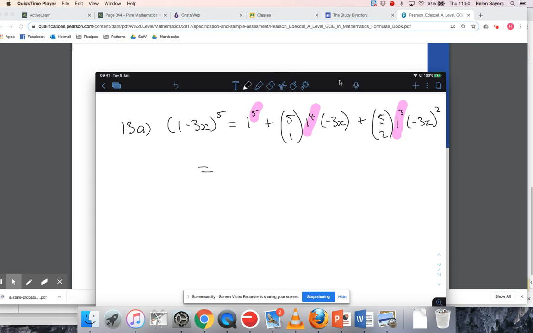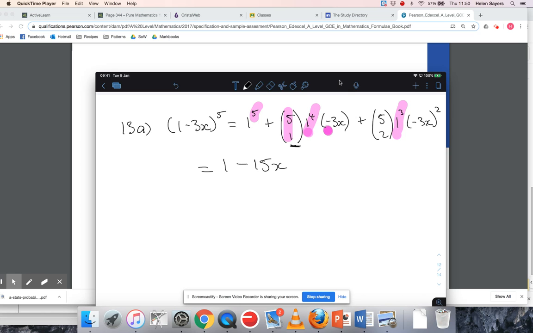So 1 to the power of 5 is just 1, so that's fine. And then for my second term, 5 choose 1 is just 5. And then 1 to the power of 4 is just 1. And then I just have to be careful with that minus. The fact that it's a minus actually means the whole term is going to be a negative, so I would just put a minus there. And it's 5 times minus 3.